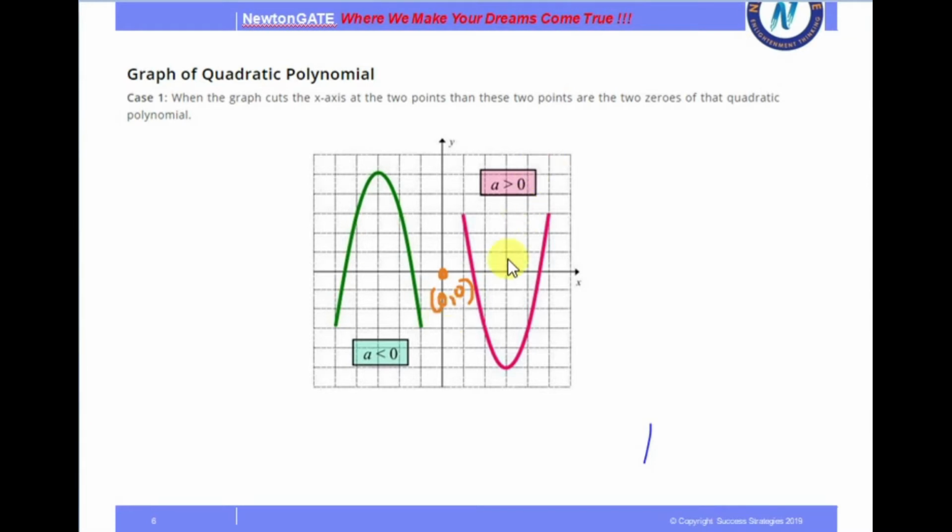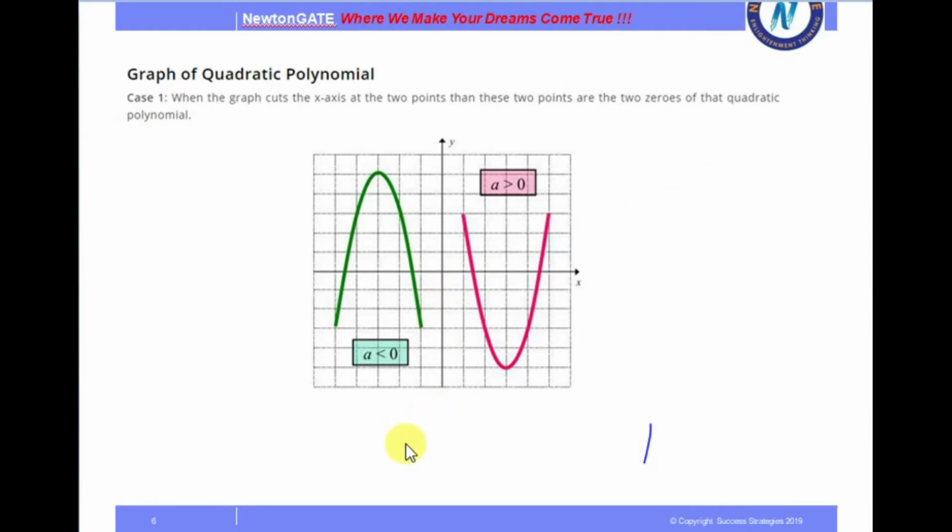So if a graph is moving like this, it will have 1, 2, 3 zeros. Sometimes students miss this point as they think that since it is passing through the origin, it is not on the x-axis. But please do not make this mistake. 0, 0 is also a part of the x-axis, so we consider that point also.